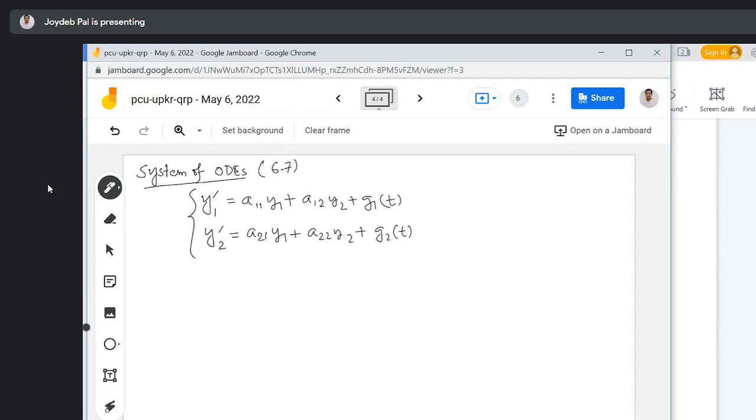So to solve by Laplace transform, some initial conditions should be given along with the system of ODEs. So we are assuming that the initial conditions are y1(0) equal to some k1 and y2(0) equal to some k2. Okay. So mainly we will solve a system of ODEs with initial values.